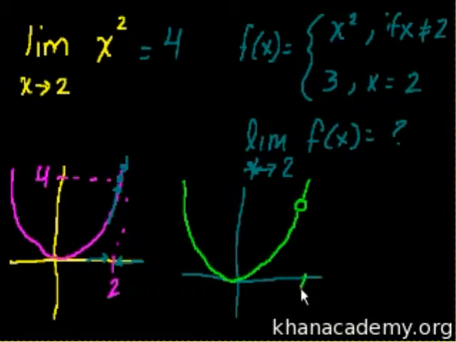This is x equals 2. This is 2. This is 4. This is the f of x axis, of course. And when x is equal to 2, let's say this is 3.